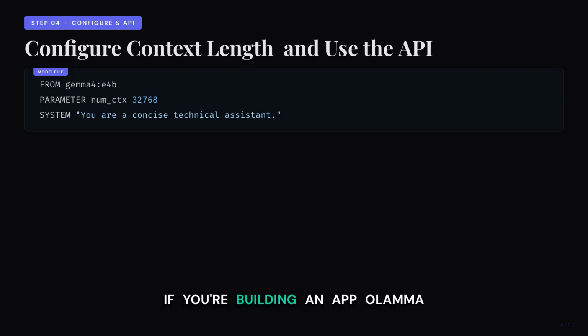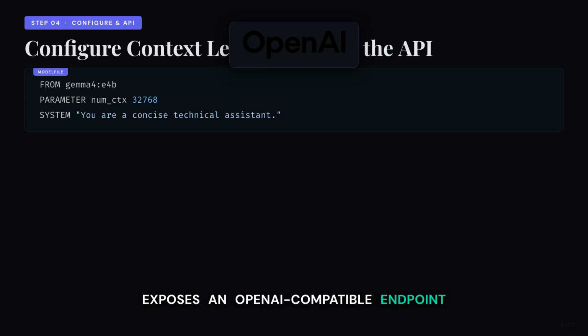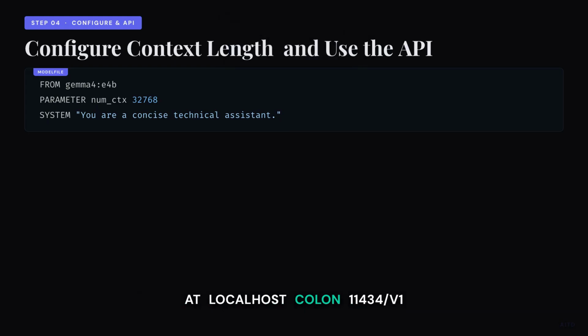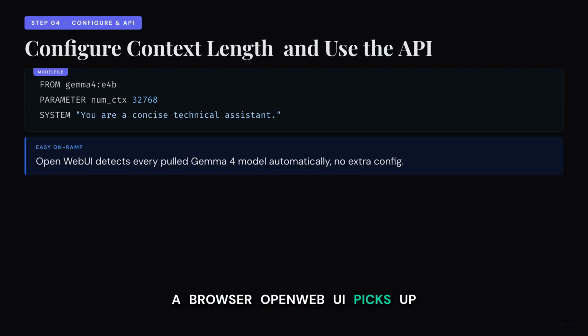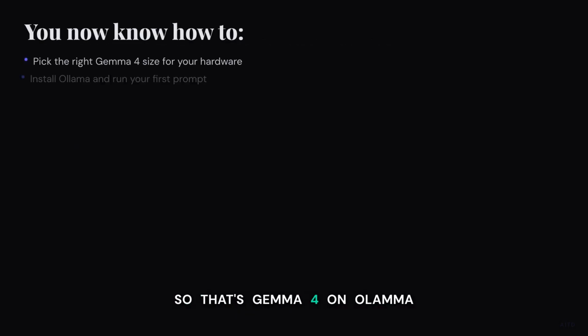If you're building an app, Ollama exposes an OpenAI-compatible endpoint at localhost:11434/v1. That means you can drop Gemma 4 into almost any tool built for OpenAI's API just by changing the base URL. And if you'd rather chat in a browser, OpenWebUI picks up every Gemma 4 model automatically. No setup needed. So that's Gemma 4 on Ollama.